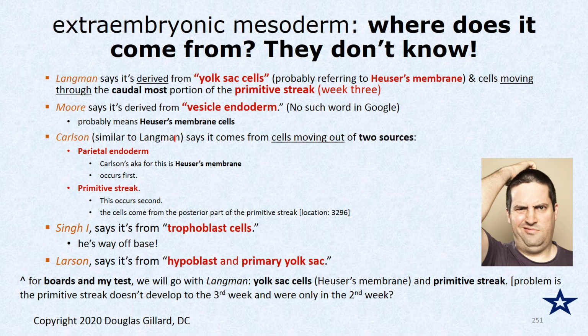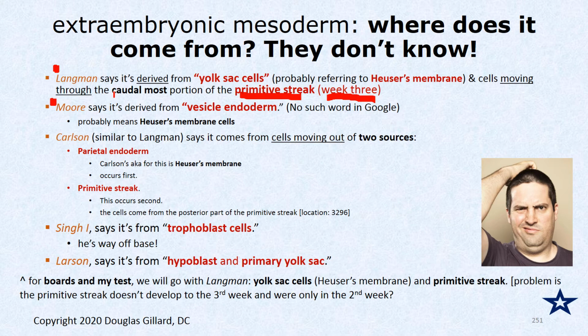But for an example, Langman, one of the chiropractic board books. Here's more. That's the other chiropractic board book. Langman says it comes from yolk sac cells. So we don't even know what those are. So he's probably referring to Heuser's membrane cells. And he also says that some come from the primitive streak, which is a little strange because we're only in week 2 and the primitive streak doesn't form until week 3. So that's a confusing statement.